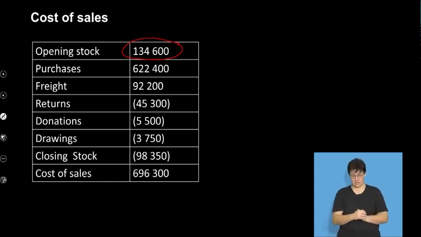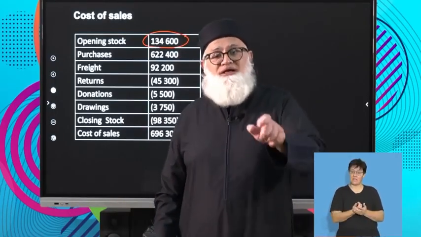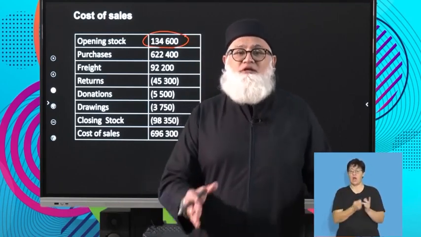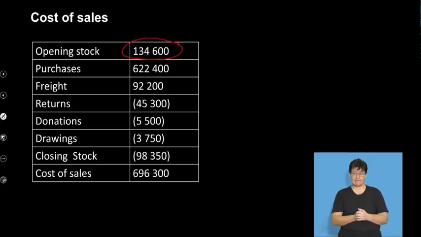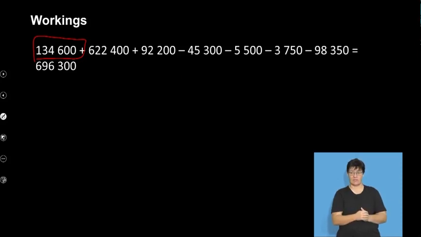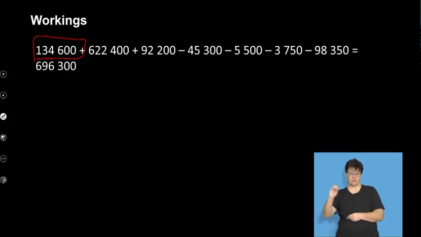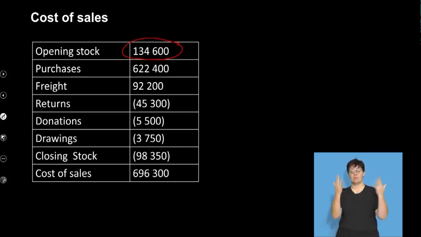Because if it says calculate, you can do it in any way you want to do it, because the question didn't specify to say use the answer book to show the calculation of cost of sales. It just said calculate the cost of sales, right? Okay, so we've got our opening stock and we've taken it into account. Now we have cash and credit purchases of trading stock 622,400.